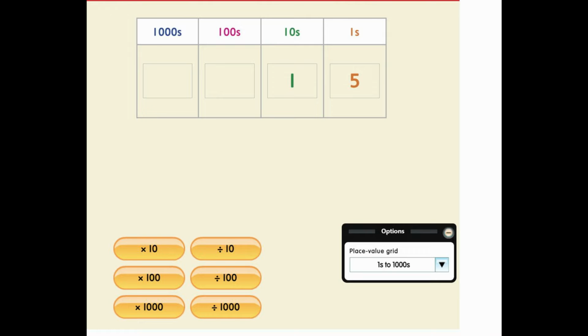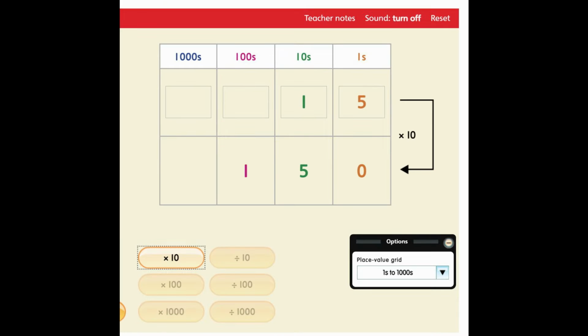If we were to leave it blank and just wrote it down, our number would still be 15, so we wouldn't have successfully multiplied it by 10. So all the digits have moved one place to the left and our 0 joins the line. Our number 15 multiplied by 10 becomes 150.